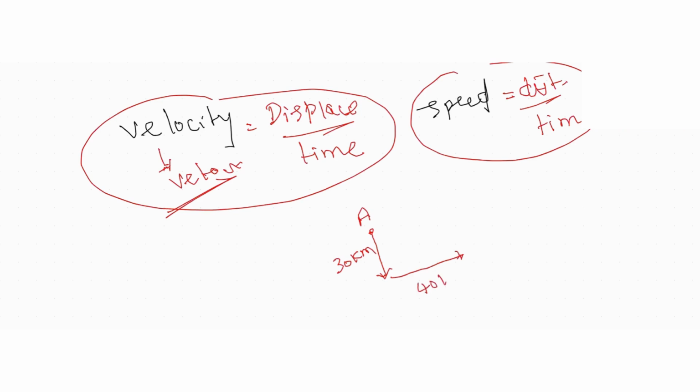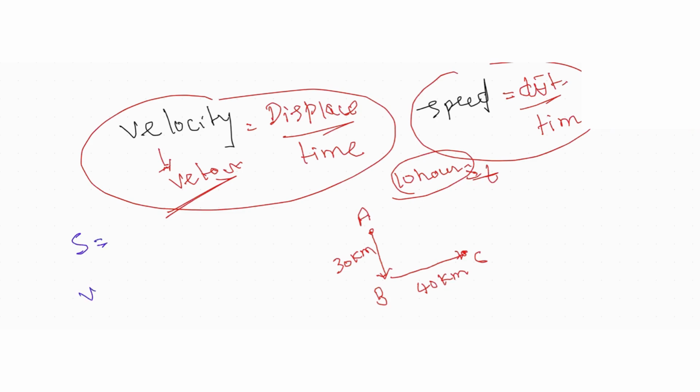I reached at the location C. Okay. I took the turn at the location B. I reached to the C. And in this whole journey, I took 10 hours. So can you tell me what is my speed and what is my velocity in this whole journey? You have to tell the speed also and velocity also.